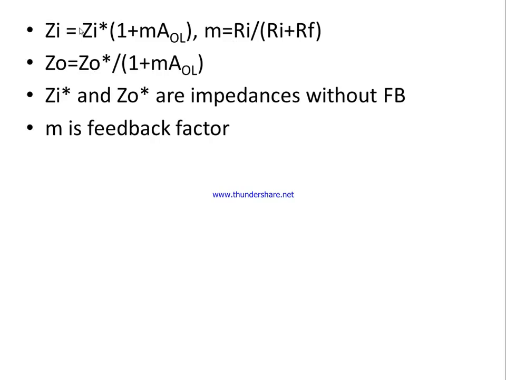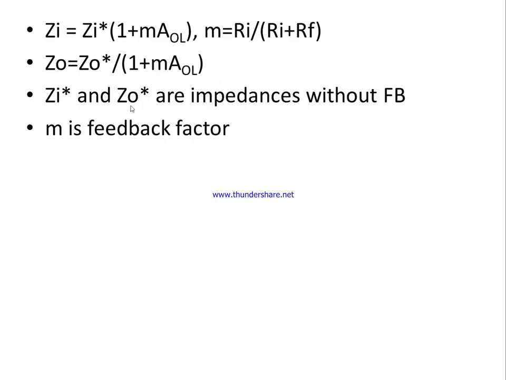And the input impedance, Zi, is Zi star into 1 plus beta into AOL, where beta is the feedback factor. I think you have studied negative feedback. There we have this equation: the feedback factor is Ri by Ri plus Rf. It is the equation for feedback factor. And Zo is equal to Zo star divided by 1 plus beta into AOL.